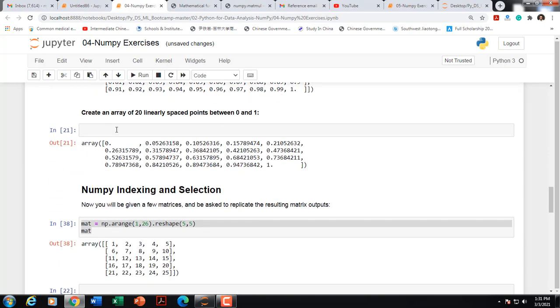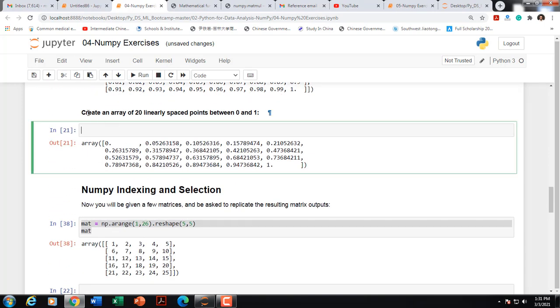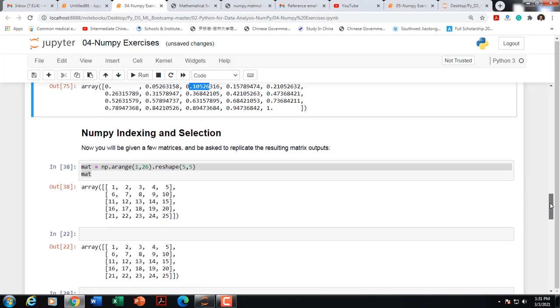Moving forward, next question is we have to create an array of 20 linearly spaced points between 0 and 1. So I think this will be done using the linspace command, where we specify the first number, second number, and the total number of divisions that have to be carried out. If I run this, yes. So over here, what you've told NumPy is that starting from 0 all the way to 1, I want you to give me 20 numbers at an equal interval between 0 and 1. So this is where the linspace command comes in.